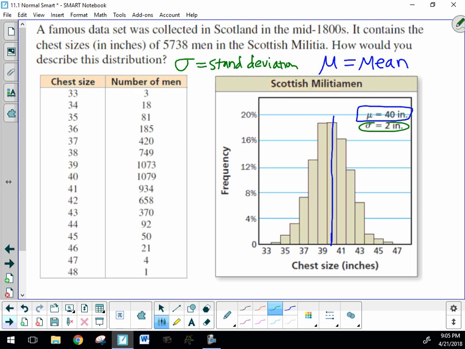So this particular set had a standard deviation of 2 inches. When you look at this data set, you might notice that it has a shape somewhat like a bell. We call this a bell curve sometimes, and it also is sometimes called a normal distribution. And that's what we'll be talking about today, data sets that are distributed somewhat like this data set.